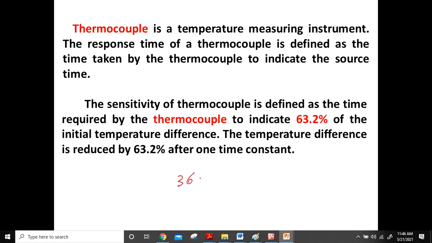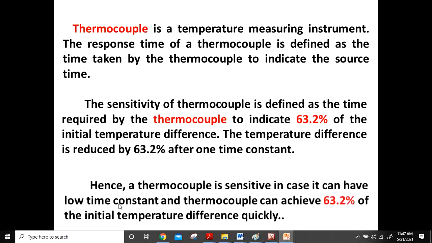Later, the remaining 36.8% of the temperature will be shown very quickly. But to show 63.2% of the temperature, it needs some time. That time is so called the sensitivity time. It depends upon your thermocouple property. Let us see the thermocouple property and how it will be there.